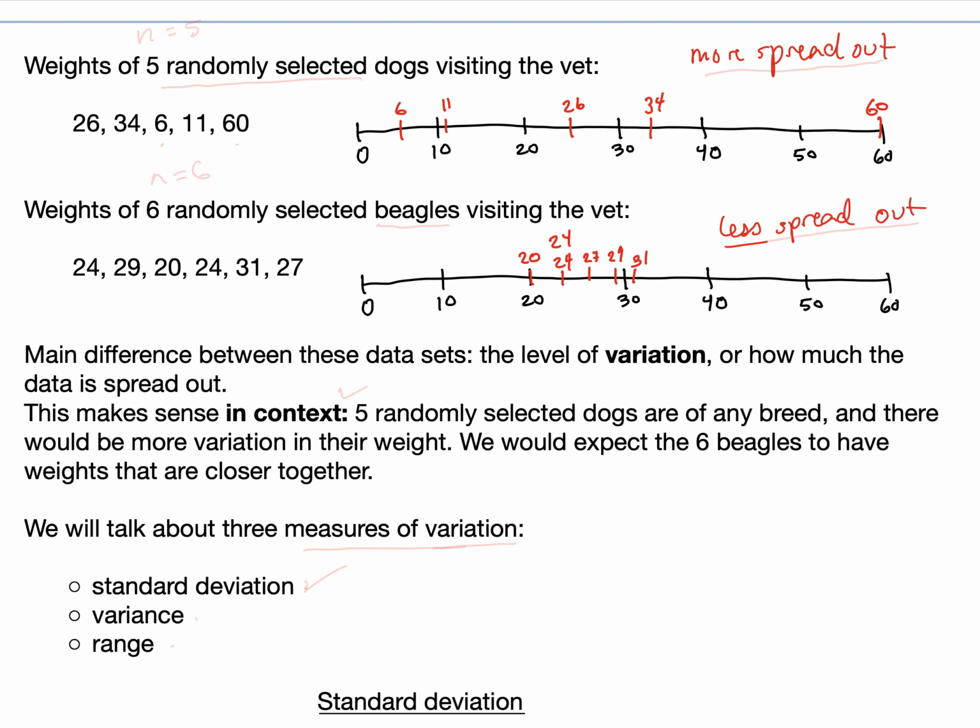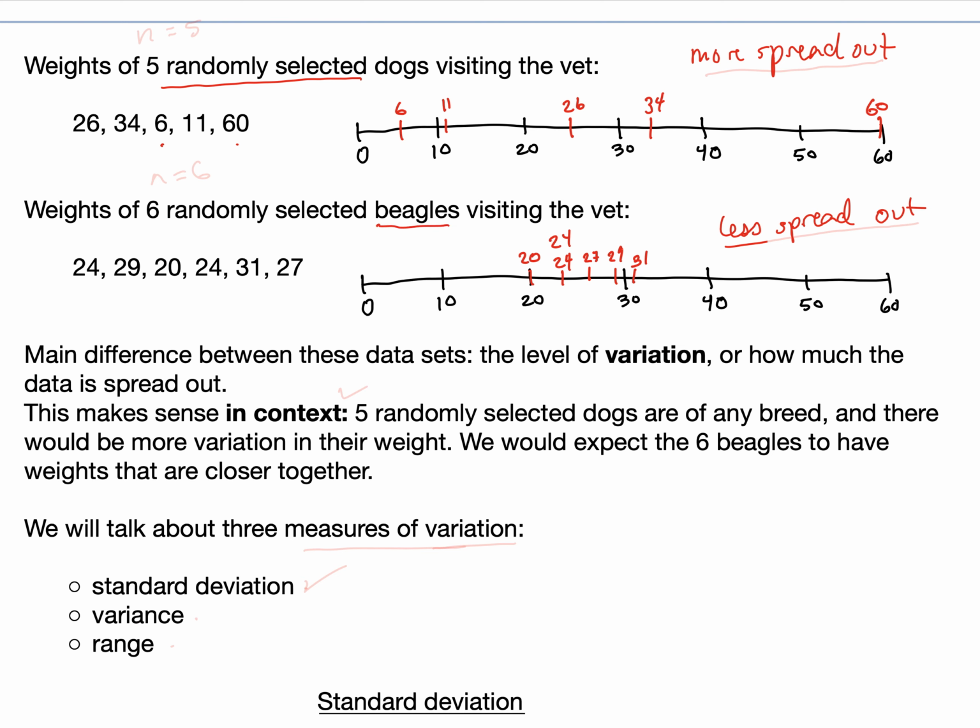And does this make sense in context? Well, yes. So here, this is some 5 randomly selected dogs visiting the vet. They could be any breed. And so, maybe this is a Chihuahua, and this is a sheepdog. They can be all different breeds, and because they're randomly selected dogs of no specific breed, we would expect more variation in that random sample.